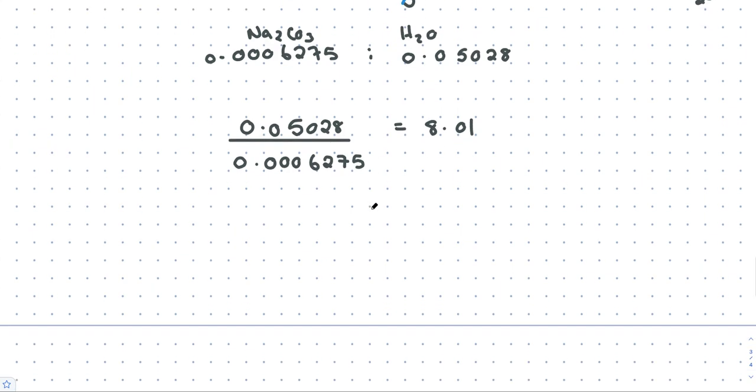Now, how do I represent that in terms of the formula? Well, remember, we were looking to find out if we had Na2CO3 times X amount of waters. We now know that that X is what we just found out. So it's Na2CO3 and there's 8 times as much water. So that there is how we would work out how much water there is in the soda crystals.